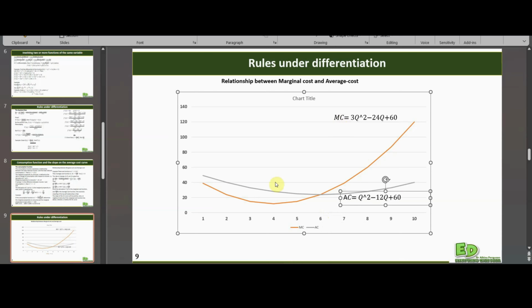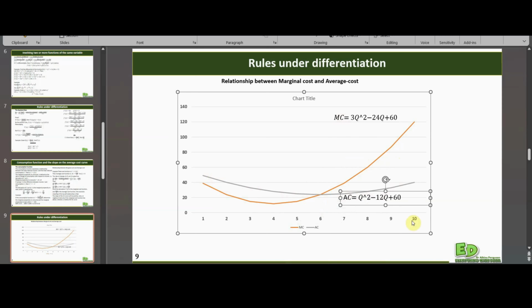Okay, that is basically the idea. For MC, it is lowest at the point 4, in that the differential being equal to 0 gives us a quantity of 4. AC is lowest at 6. The differential of this AC function being equal to 0 will give us a quantity of 6. So basically, that is the explanation to this diagram over here, right?